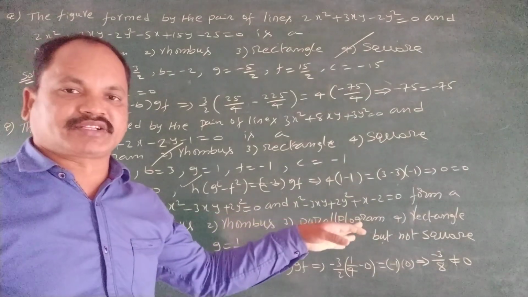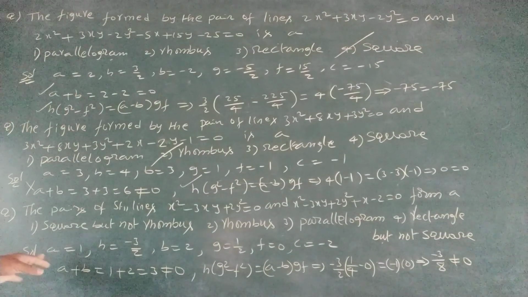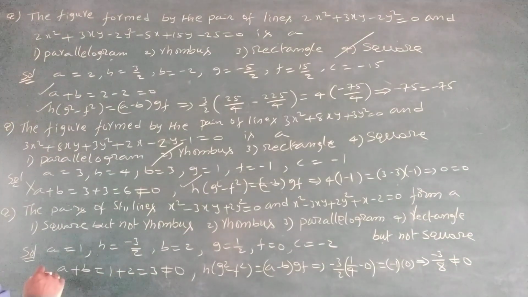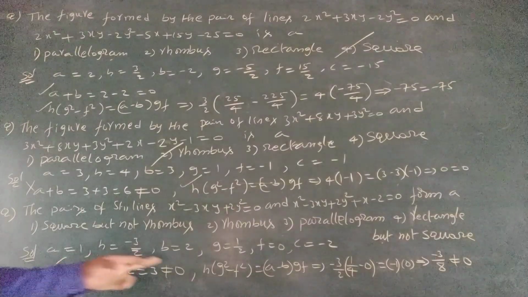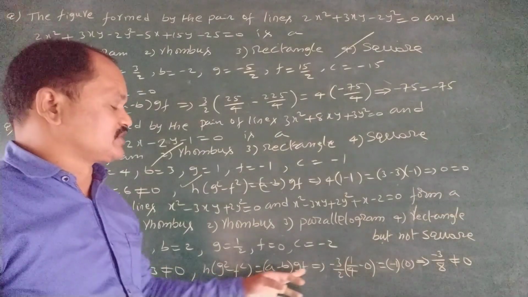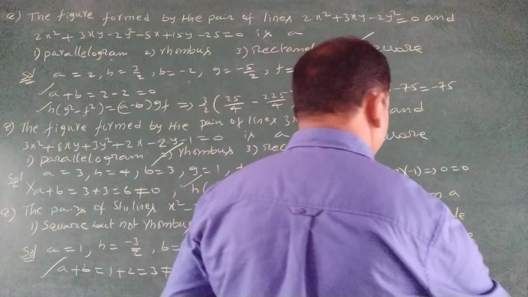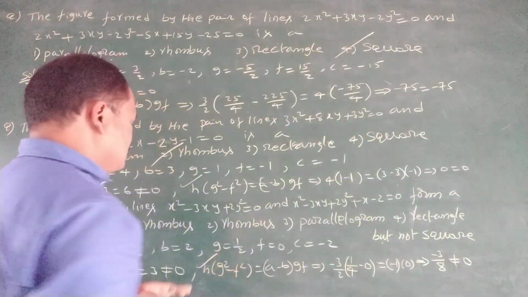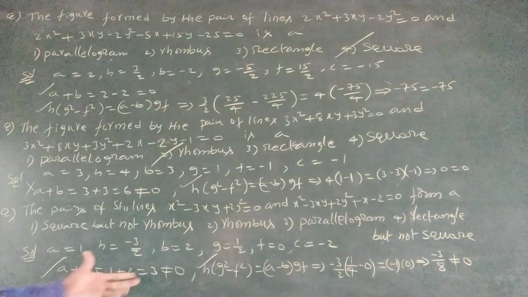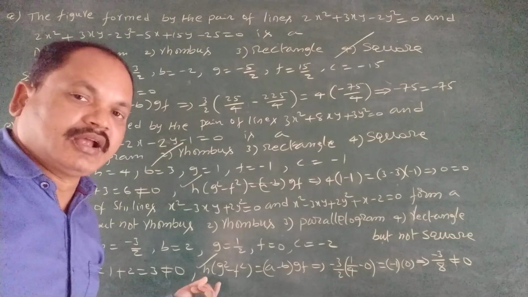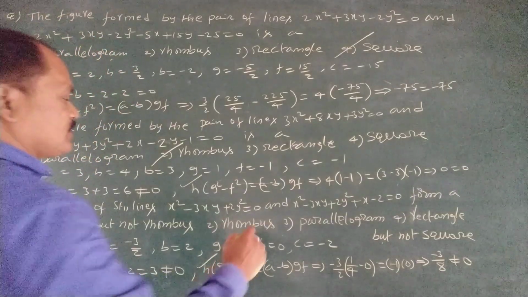Now the third question, the pair of straight lines form a square, rhombus, parallelogram, rectangle, like that. Here, comparing them, a plus b, 1 plus 2, 3, is not equal to 0. That means a plus b is not equal to 0, and h into g square minus f square is also not satisfied, since minus 3 by 8 is not equal to 0. Both conditions are not satisfied. That means the adjacent sides are not perpendicular and the diagonals are not perpendicular. That's why it is a parallelogram.